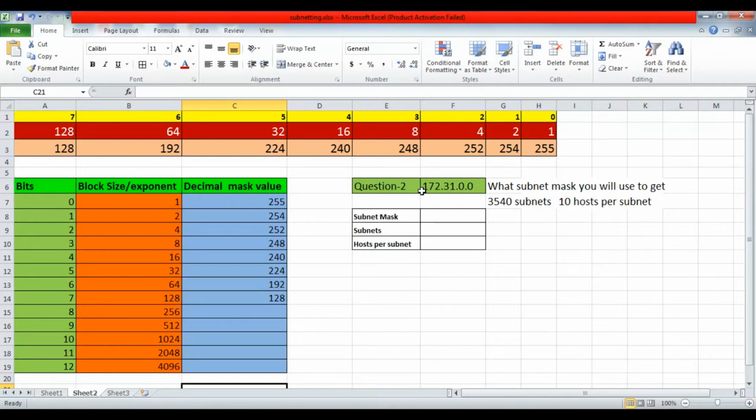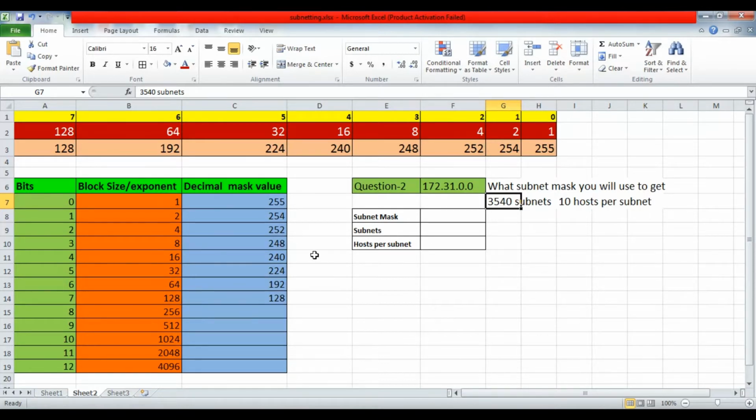Here we are given a network address that is 172.31.0.0. The question is what subnet mask you will use to get 3540 subnets and 10 hosts per subnet. In this question, we will pick this 3540 number to solve the question.